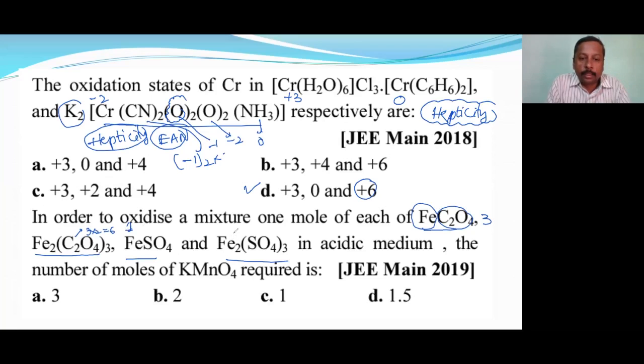Here nothing is required for this one. Okay, so 6 plus 1 plus 3, how much will it be? 10. So 10 electrons means in acidic medium it will be 2 moles. Each KMnO4 takes in 5 electrons, therefore for 10 electrons it needs 2 moles. Okay. Note down this.